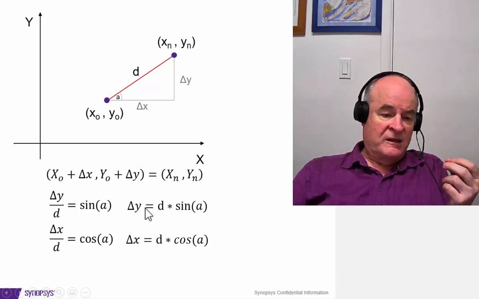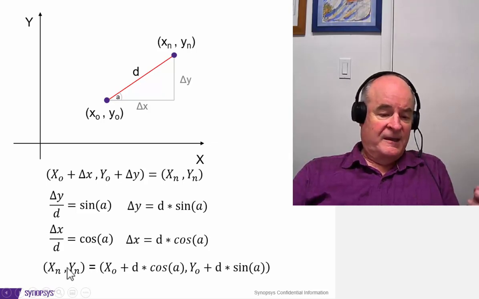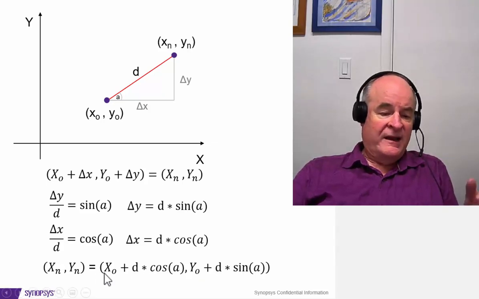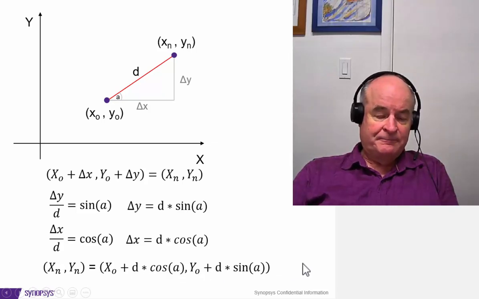So if we substitute these into the first equation, here is the function we want to build. Given a point x0 and y0 as a tuple in Python, x comma y, we're going to calculate a new point, xn, yn, that's going to take x0 and add d times the cosine of the angle, and y0 plus d times the sine of A.